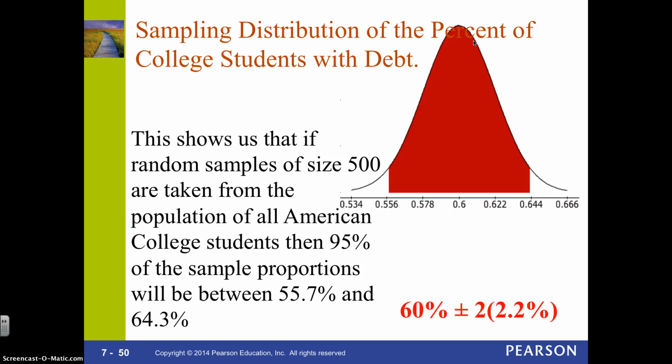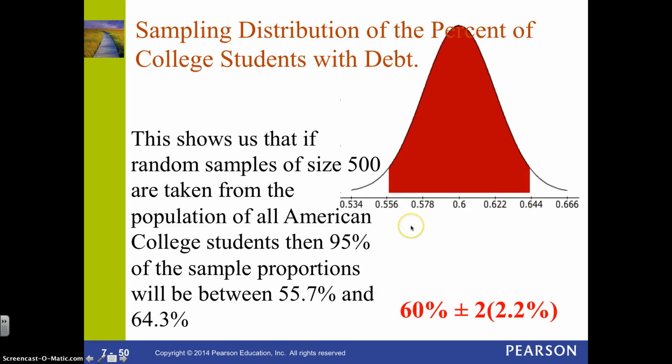Okay, so if I take many random samples of size 500, then 95% of the sample proportions are going to be between 55.7% and 64.3%. I'm getting these numbers because I'm doing this: 60% plus 2 times 2.2% and 60% minus 2 times 2.2%. So that gives me a lower bound of 55.7 and an upper bound of 64.3.